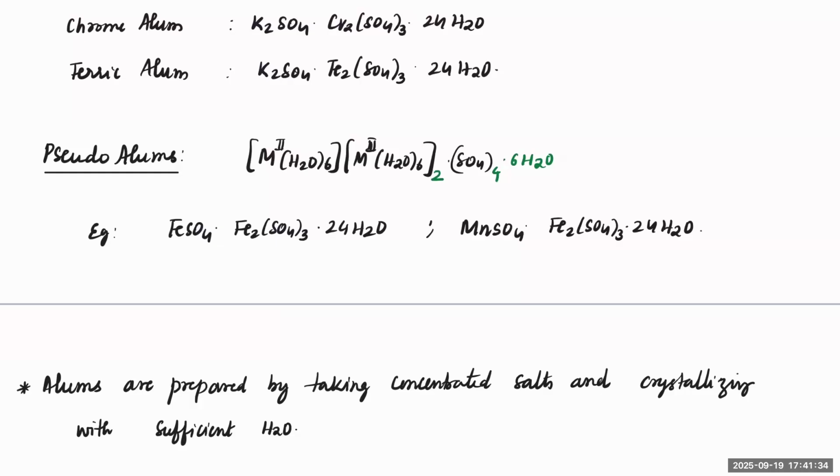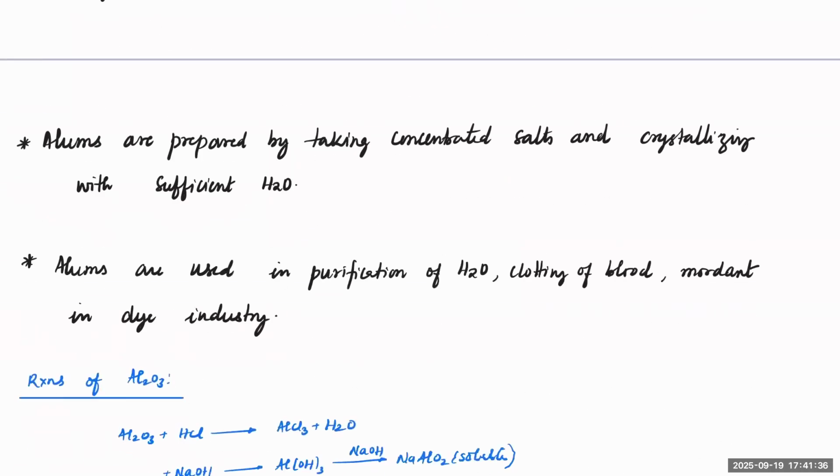Done? Now, usually alums are prepared by taking concentrated salts and crystallizing with sufficient water. See, alums are used in purification of water, clotting of blood, and as a mordant in the dye industry.